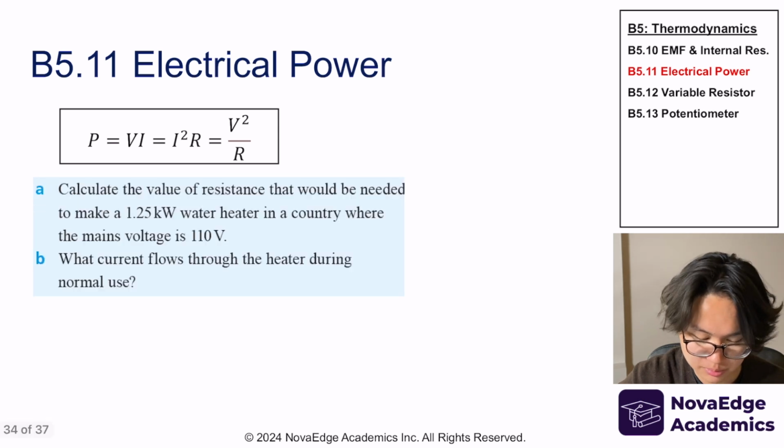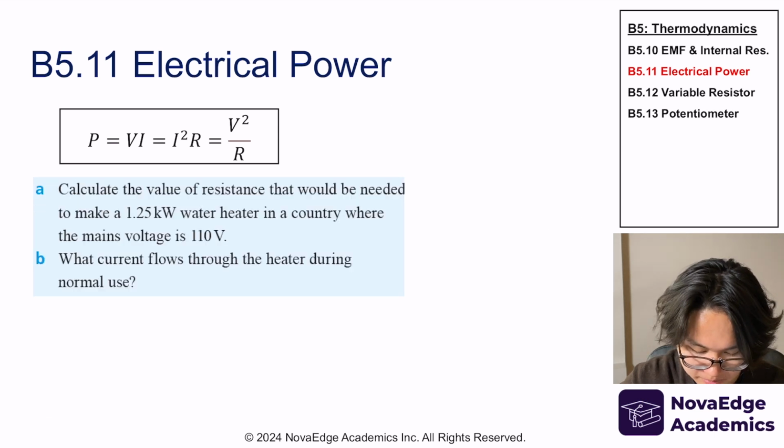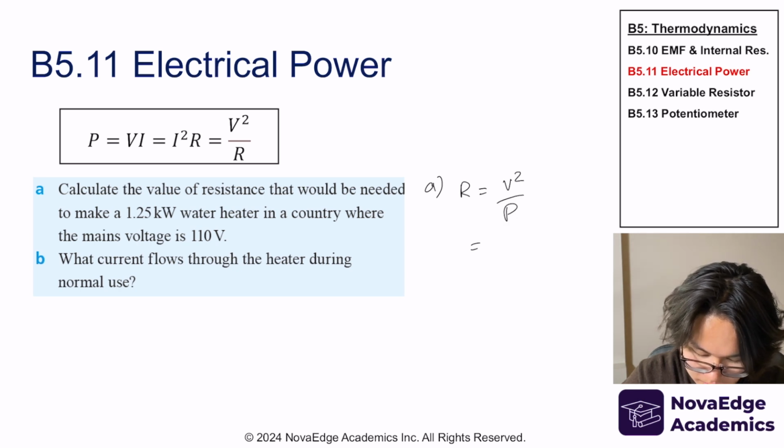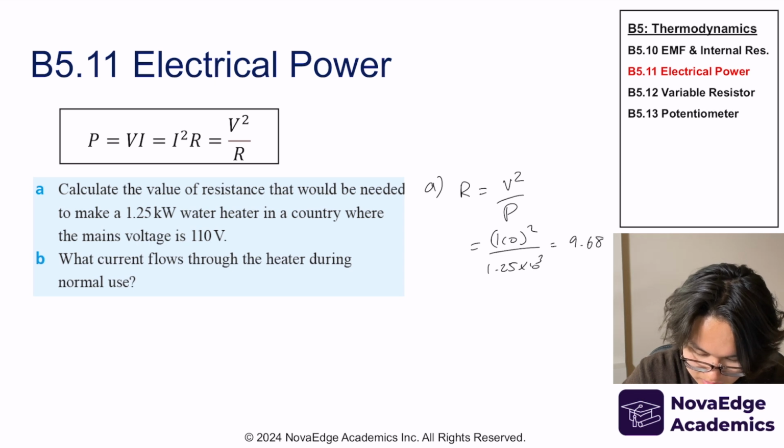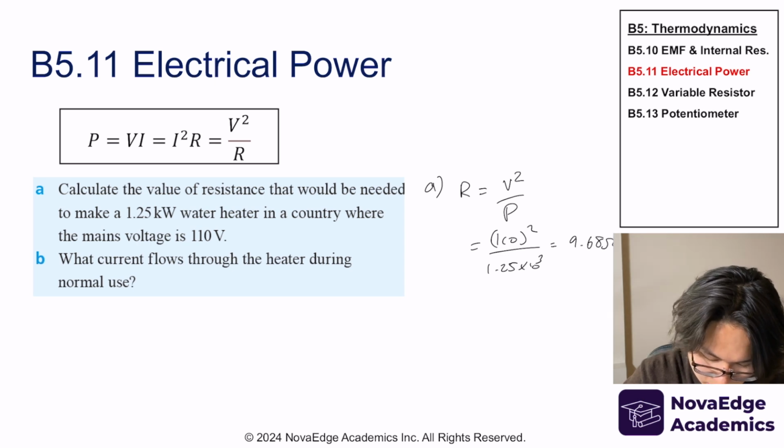Okay, let's do another practice problem. Pause the video and give this one a try. Okay, so very simple. Calculate the resistance that would be needed to make that. Okay, so R is equal to V squared over P. So 110 squared over 1.25 times 10 to the power of 3. 9.68 ohm.